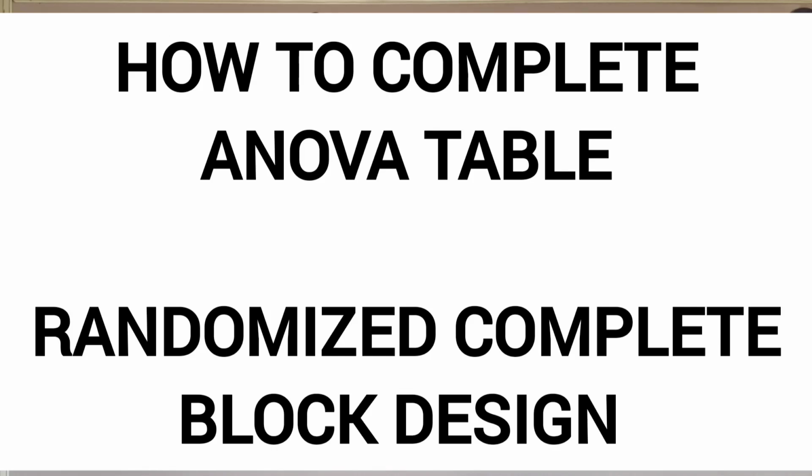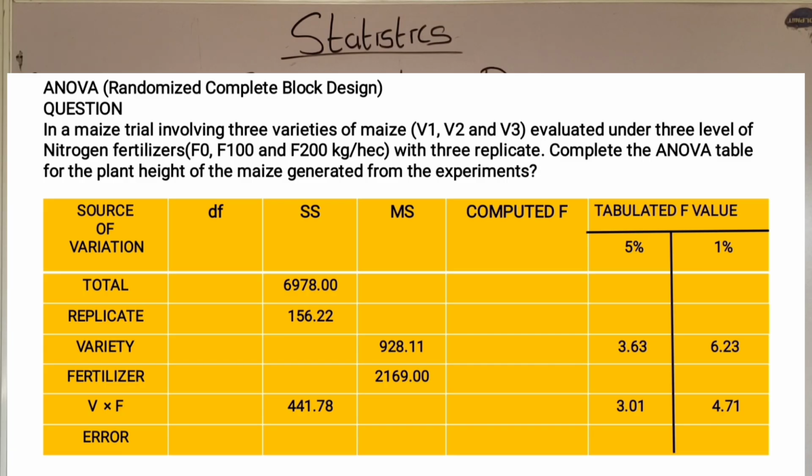In this class, we are going to learn how to complete an ANOVA table, and the experimental design that I'm going to be using is Randomized Complete Block Design. Okay, let's proceed to the question.